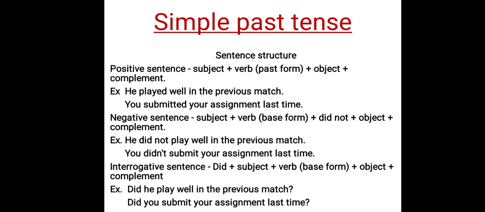Moving to interrogative sentence, it starts with did, then subject, and then verb in base form, and it ends with question mark. Remember to put a question mark after each interrogative sentence. So I hope the structure of the simple past tense is clear to you, and you will be able to form correct sentences in affirmative, negative, and interrogative in simple past tense.